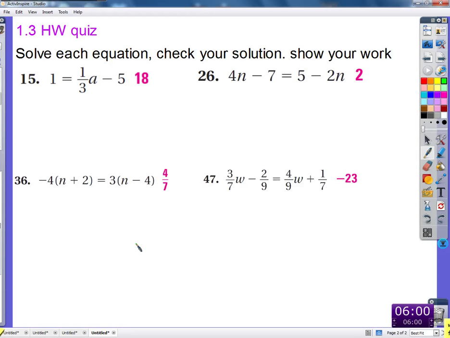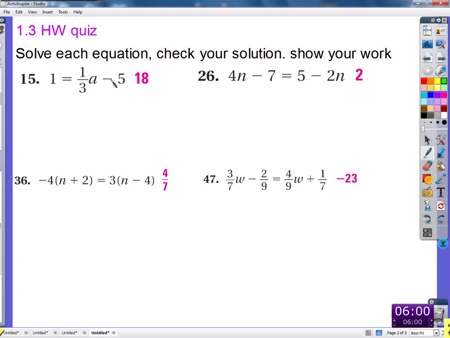So whenever we're solving an equation, we want to isolate the variable. One times the variable on one side, and the numbers on the other. So we have 1/3 times the variable minus 5. That's something that we could do right now.